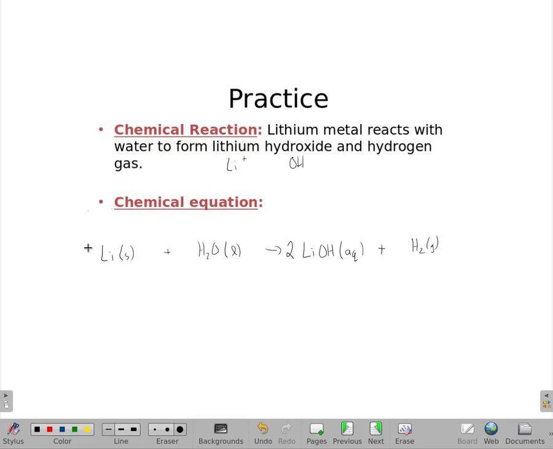Now that does mean I have to come back here and change this, and it also created 2 oxygens, so I need to actually change this. But now we'll be able to take care of the hydrogens because I have 4 hydrogens. This gave me 2, and there's another 2. So we have a balanced equation by putting those coefficients there.